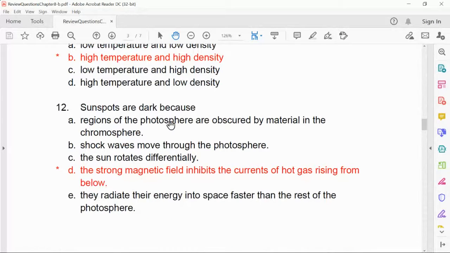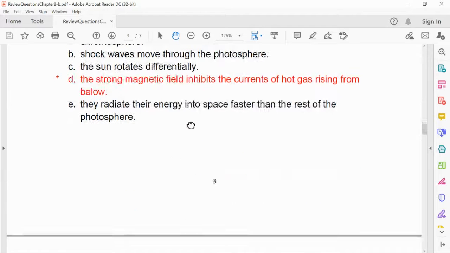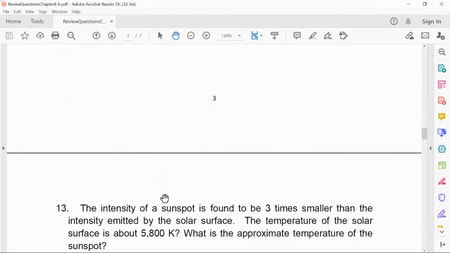Twelve, sunspots are dark because a strong magnetic field inhibits the current of hot gas rising from below. You know about the convective process, where the hot gas is rising and the cool gas is sinking. So if something inhibits this motion, it's going to stay for a longer time, and it becomes what? It becomes cooler.